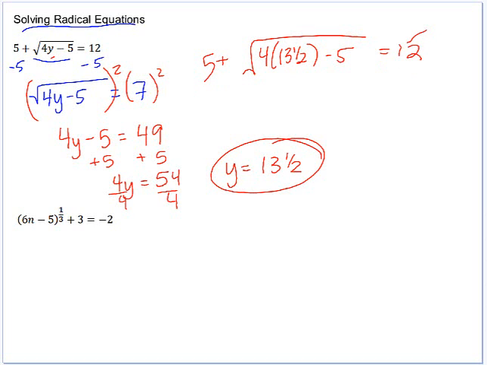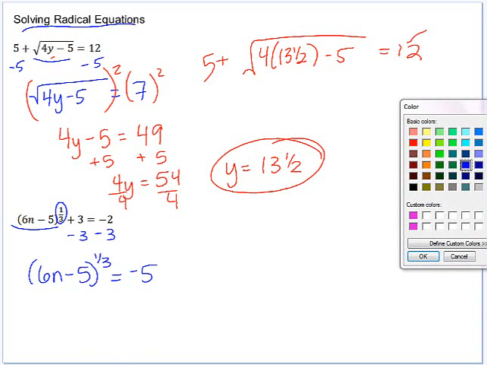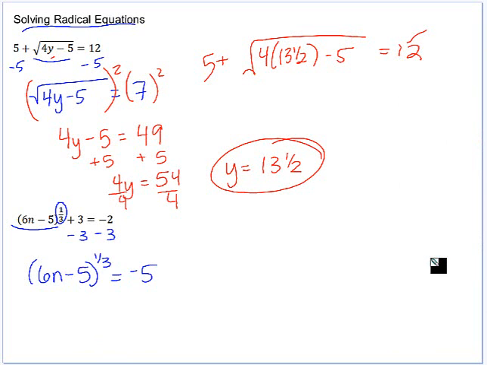Radical alone. Remember, rational exponents are radicals. So we need to get this 6n minus 5 to the 1/3 alone. So we're going to subtract 3 from both sides. So we have 6n minus 5 to the 1/3 is equal to negative 5. Now this is a cubed root, or to the 1/3, so it's perfectly acceptable to get negative answers.